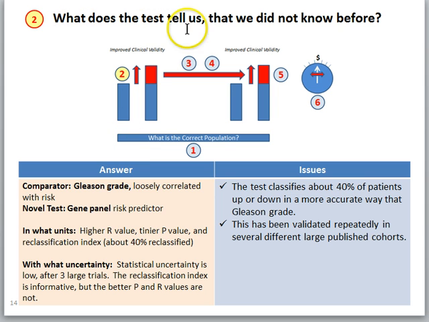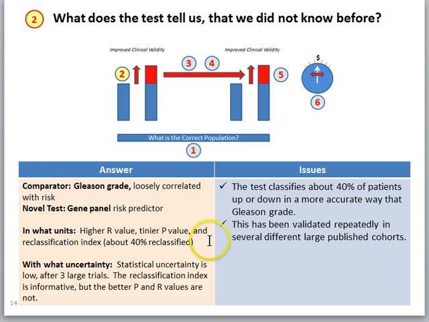Question 2, what does the test tell us that we did not know before? Well, what's the comparator? It's the Gleason grade, which is correlated, at least loosely correlated with risk. And what's the novel test? It's this gene panel risk predictor. So we know what we're comparing to and we know what the novel test is.